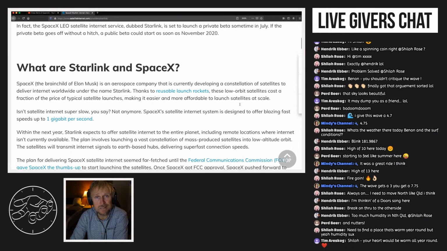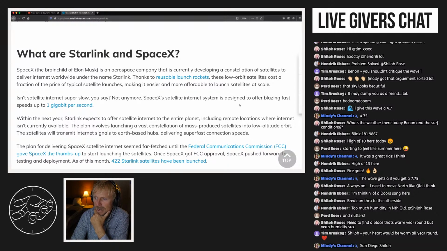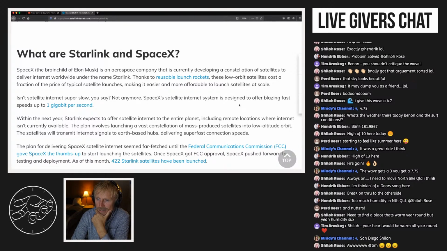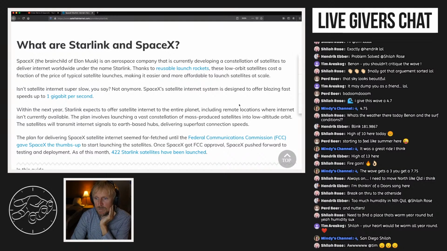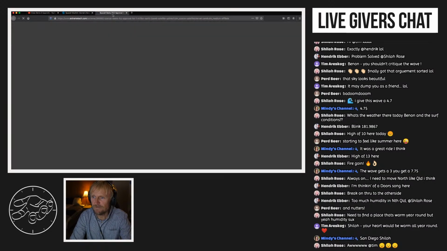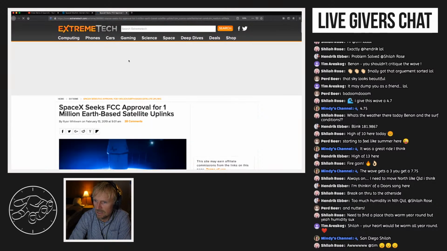Wow, I did not know this was this close. SpaceX, the brainchild of Elon Musk, is an aerospace company that is currently developing a constellation of satellites to deliver internet worldwide under the name Starlink. Thanks to reusable launch rockets, these low-orbit satellites cost a fraction of the price of typical satellite launches, making it easier and more affordable to launch. Isn't satellite internet super slow, you say? Not anymore. SpaceX satellite internet system is designed to offer blazing fast speeds of up to 1 gigabit a second. That's unbelievable.